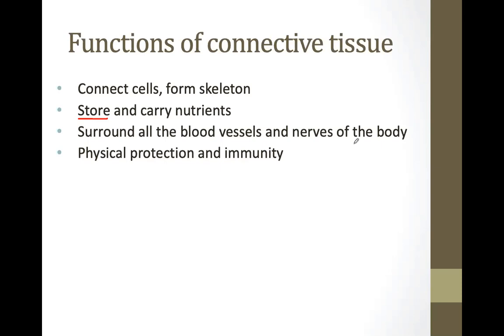And then physical protection and immunity. They are part of the blood in terms of protection, because you have white blood cells, and you also have cells located sporadically in tissues like areolar tissue that also act in terms of protection. We'll take a look at them as we go through this. It becomes a little more clear.